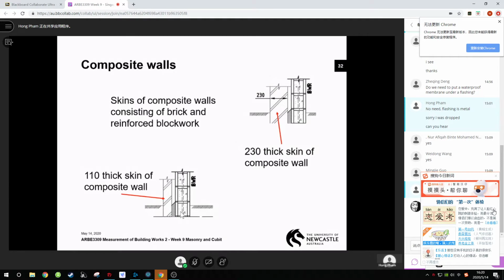Solid is standing alone, okay? Hollow means there are 2 skins. Hollow means both skins are brick. Composite means 1 is brick and 1 is something else. Anyway, if it's hollow, either composite hollow or brick hollow, you need to measure the 2 different skins separately.